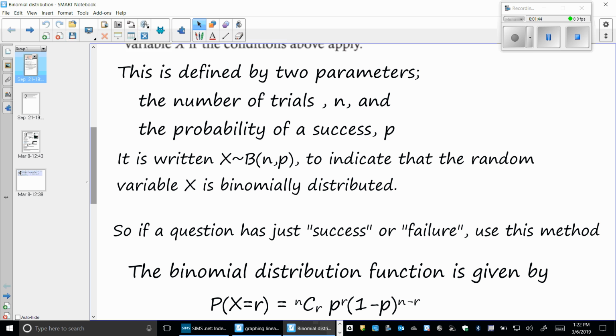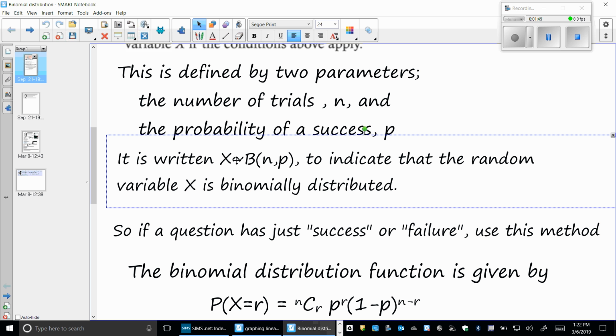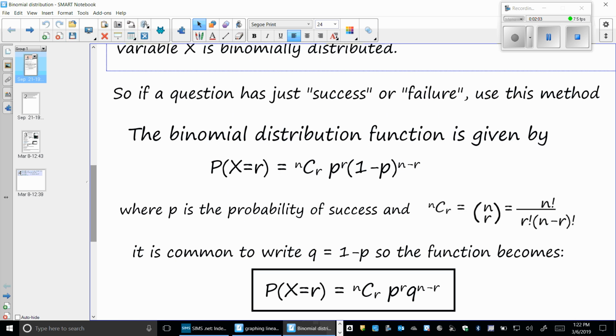You will often see something fancy a bit like this. X, and they do a little squiggle, B stands for binomial, and then they will write the numbers in there potentially, the N and the P. That's indicating that it's binomially distributed. So if a question has just success or failure, then you're going to be using this method. You might look at a question and think, this is a probability question, but more specifically, it's a binomial question.